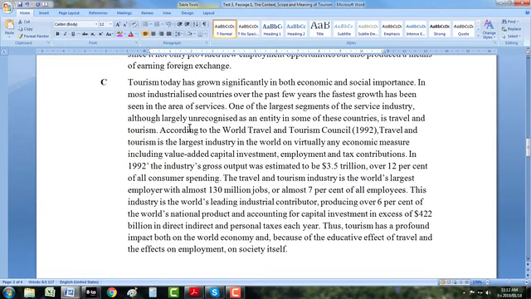What are they talking about here? Economic. This is about economic. It's all about money, employer, industrial contributor.